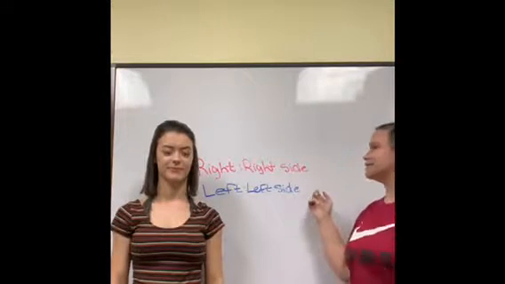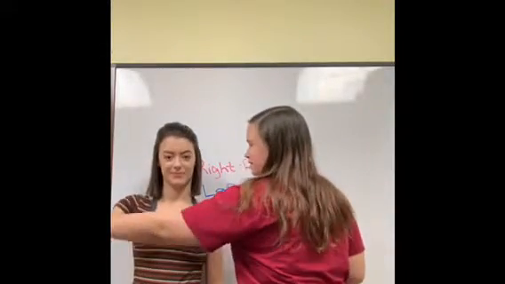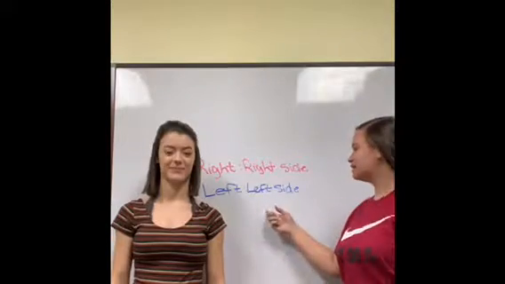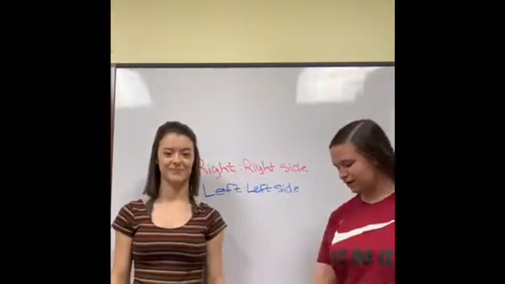The right means the right side of the body. So for example, the right arm. Then we have left. This means the left side of the body. An example of this would be the left arm or the left leg.